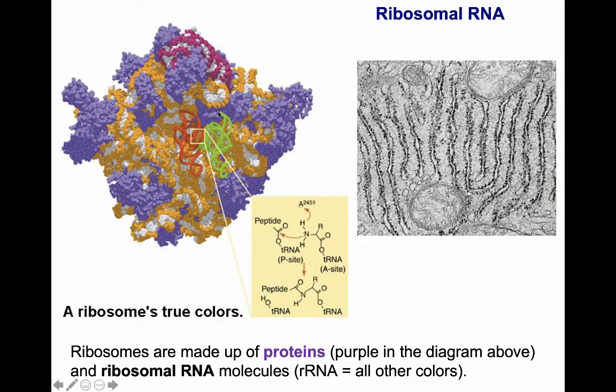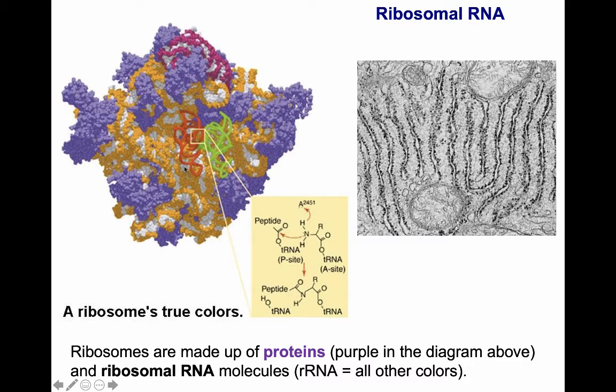Ribosomes are made of RNA and proteins. And this rather complicated looking model that's pictured on this slide is depicting the large subunit of a ribosome. Ribosomes have 2 parts, a large and a small subunit. And in the large subunit of a ribosome, the structure is dominated by protein, which is purple in this diagram, and RNA molecules.